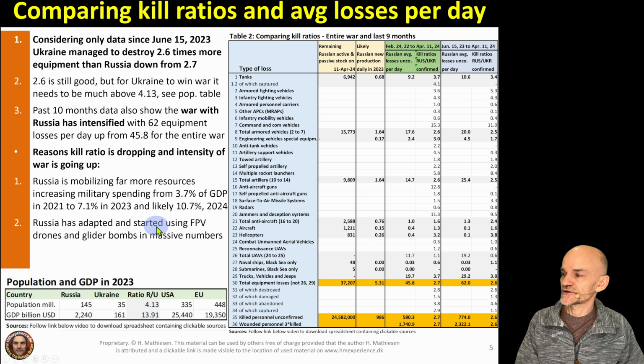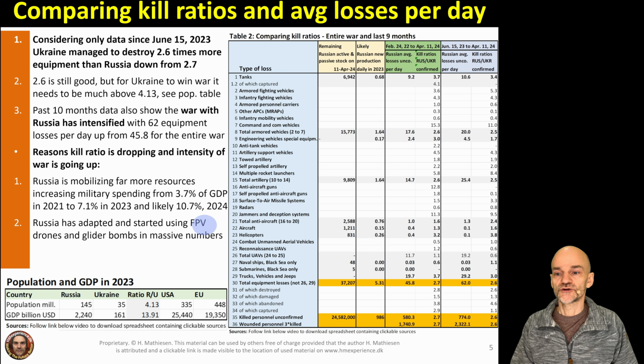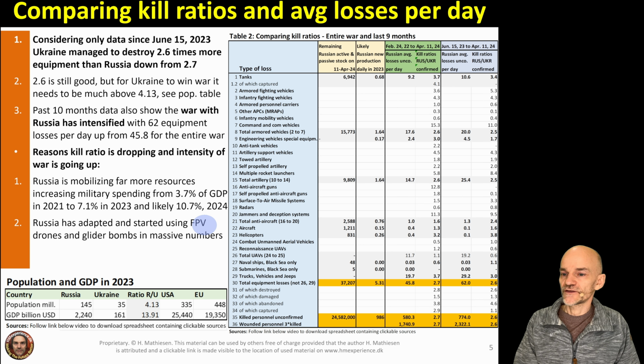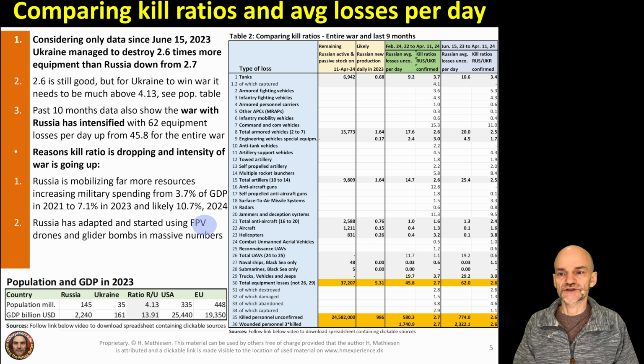Also, Russia has adapted and started using a lot of these first-person view drones, the small drones. Ukraine is producing now 1 million of them per year. That's 3,000 per day. And I think Russia has also managed to get something similar into production that they're throwing at Ukraine. That has increased the losses on both sides enormously.